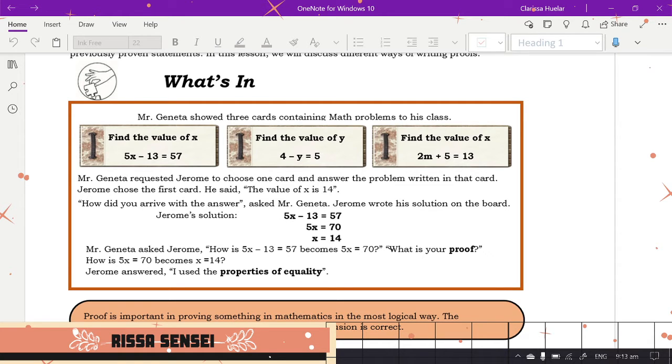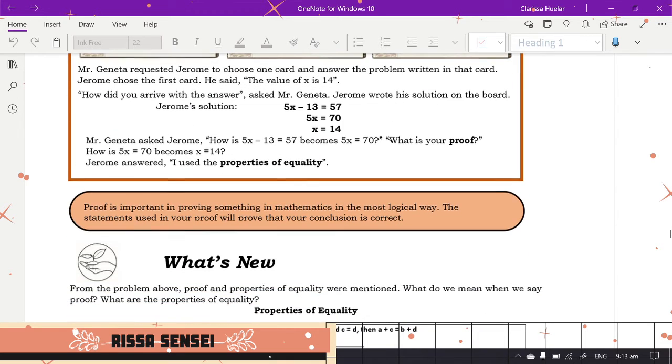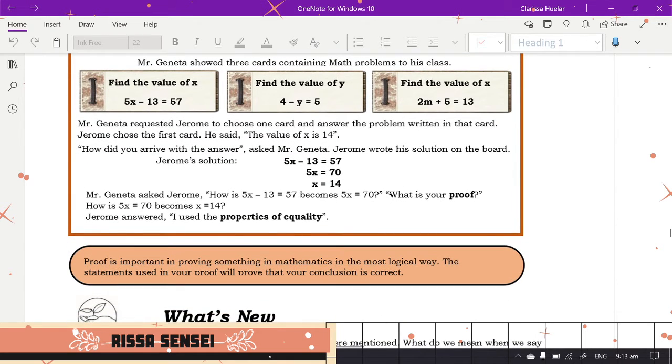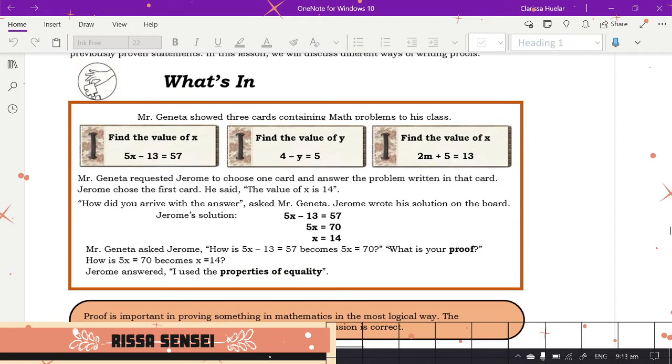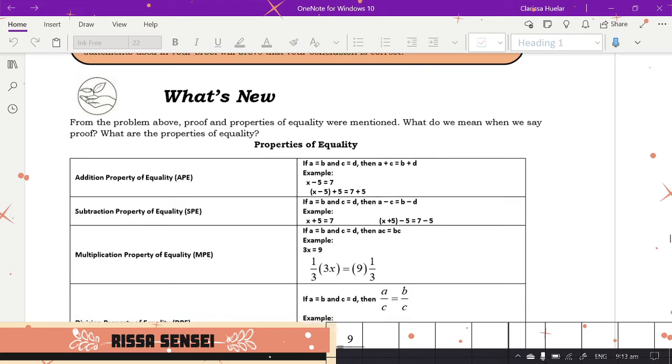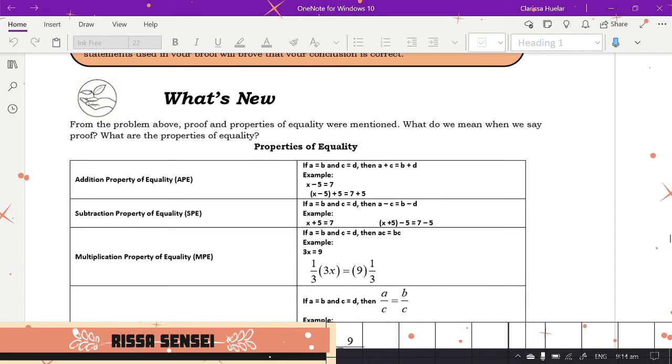So what is the proof? So this student answered, he used properties of equality. Okay? So ano nga ba yung mga properties of equality? Kasi when we are proving mathematical sentences or statements, we use properties of equality. Naririnig nyo na sa akin to before, which is the APE.